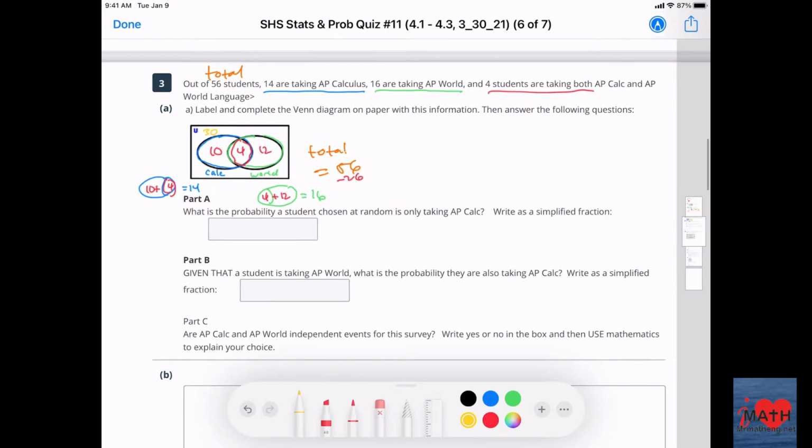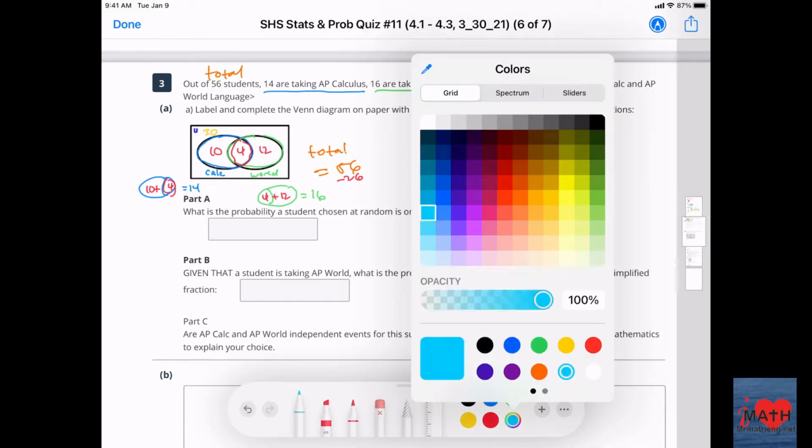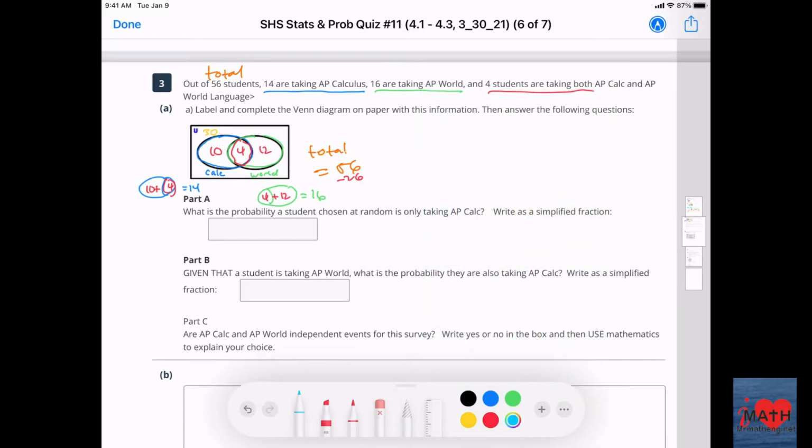Okay, what is the probability? So I'm going to change colors. What is the probability that a student chosen at random is only taking AP Calc? Okay, only means that they're not taking, whatchamacallit, AP World. Okay, so the only person taking AP Calc is 10.